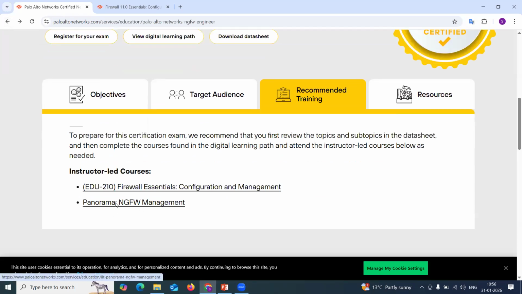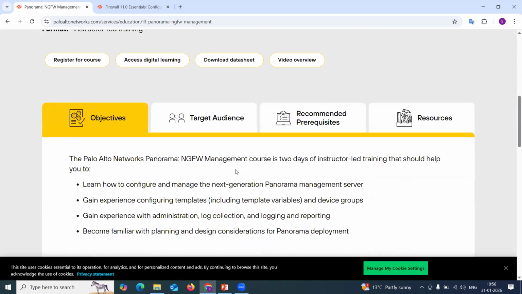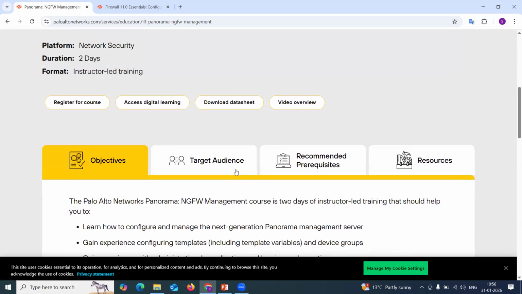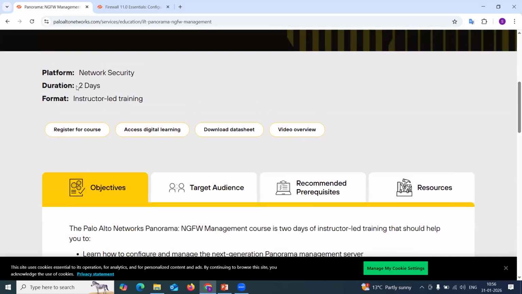And this is Panorama. Now, what is Panorama? Understand, Panorama is like a centralized management device on which we have around 2 days of training. So approximately, there are 5 to 6 days of training required, and this would be around 8 hours per day, which would be the prerequisite to understand Palo Alto firewall when you go for the specialist level.